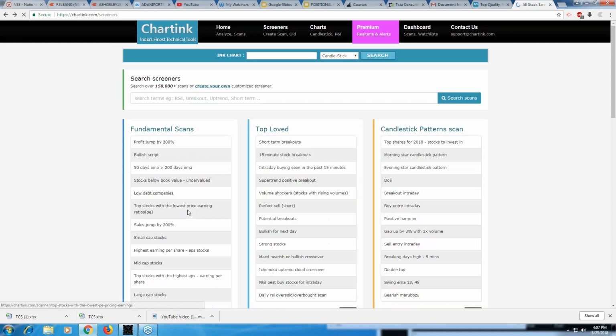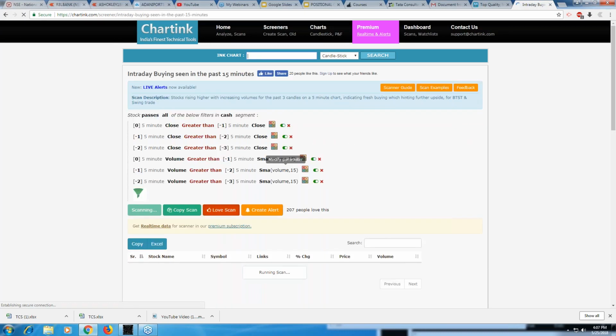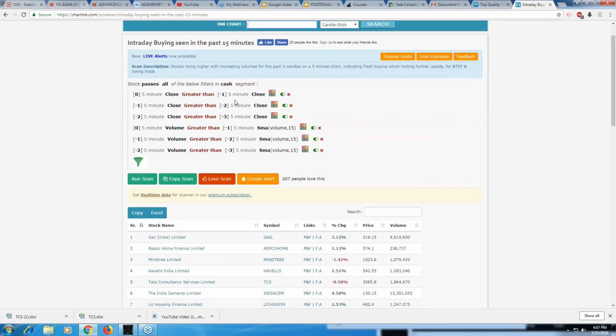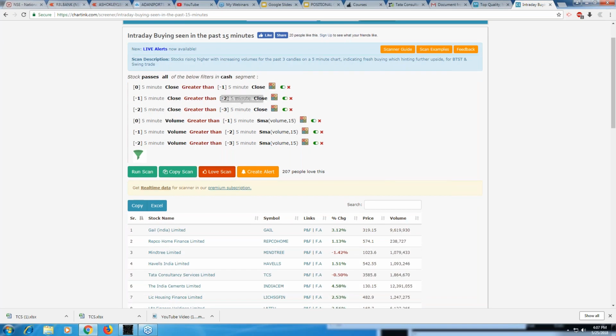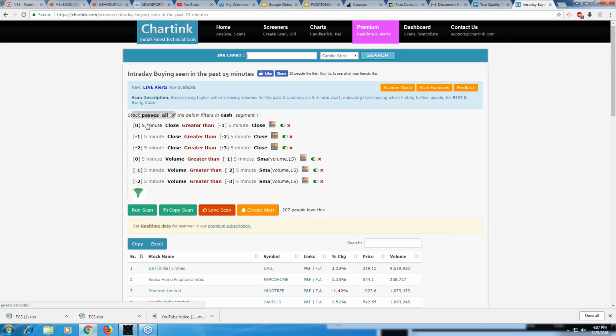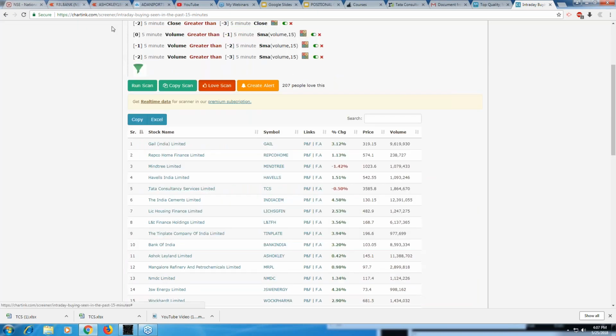Or you can look into any other, intraday buying seen in the last 15 minutes. So see here, these are the scans where in the last 15 minutes people have seen the buying coming in. All right. So this is how you will make those scanners. And it's not just that, even the volumes are growing. You want to see what's happening, let's say TCS. Let me take you to TCS and let's see what's happening.